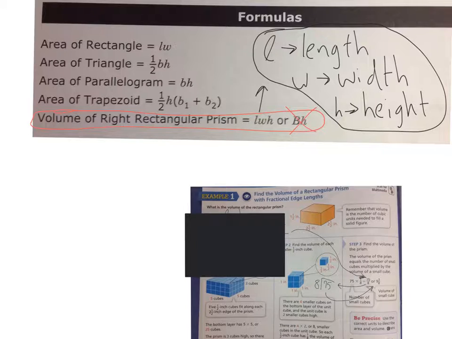It's a fairly simple formula though. We're multiplying the length times the width times the height. And you guys actually did this last year. Okay? Volume of rectangular prism: length times width times height. So you multiply, and that's it. This formula is not given in your books. So if you're interested in that, you can write that down.